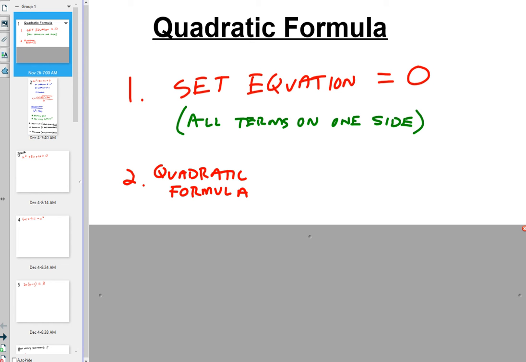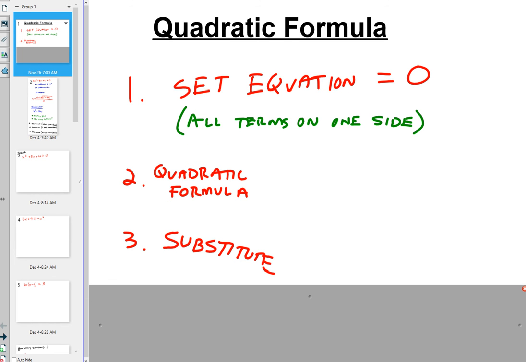Well, this, if anything, resembles more what factoring did, because back when we factored, we would put all the terms on one side. And the second step used to ask us to then factor. And you remember part of factoring was identifying A, B, and C. Well, we're still going to identify A, B, and C, but now we're going to substitute them into the quadratic formula. I give you a formula, you plug it in.